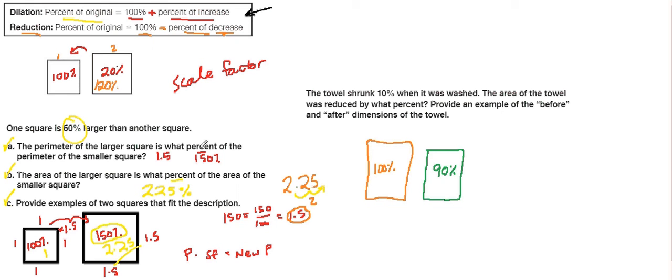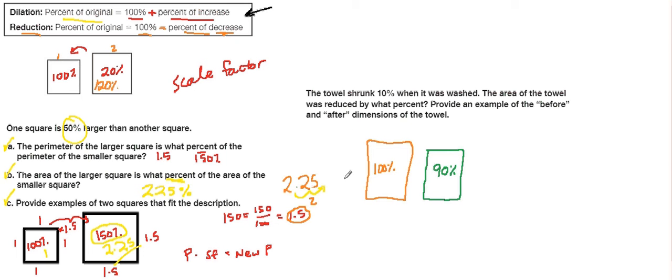Perimeter changes the same as what we just said. Now, but in letter B, since it's 2 dimensions, you square the scale factor and then turn that into a percent by multiplying by 100, and then you just draw it out as close as you can. Let's try reducing now. Towel shrunk 10%, so the new one is 90% of the perimeter.